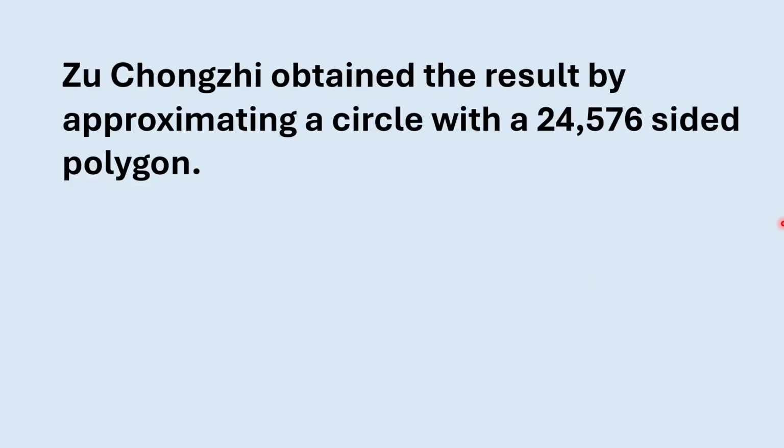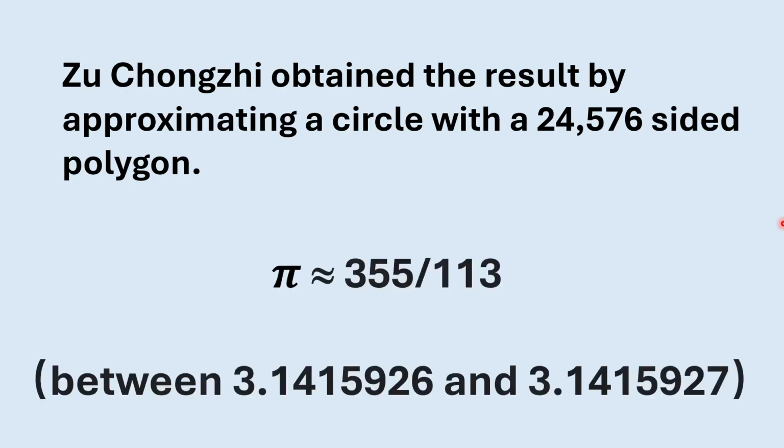And then he just kept doing this again and again until, to our very big surprise, he had approximated the circle with a 24,576-sided polygon. So he must have drawn a super large circle and put in enormous effort. And finally, he could determine the pi value using this fraction, which is 355 divided by 113.